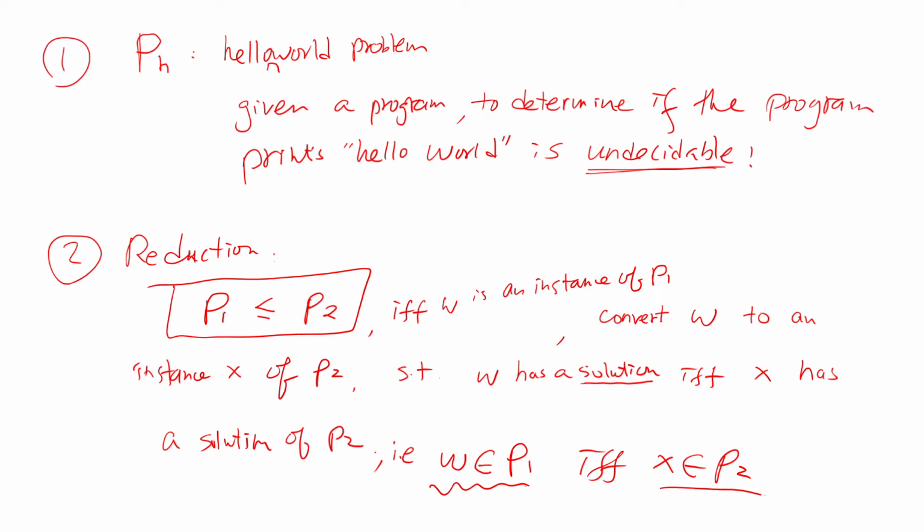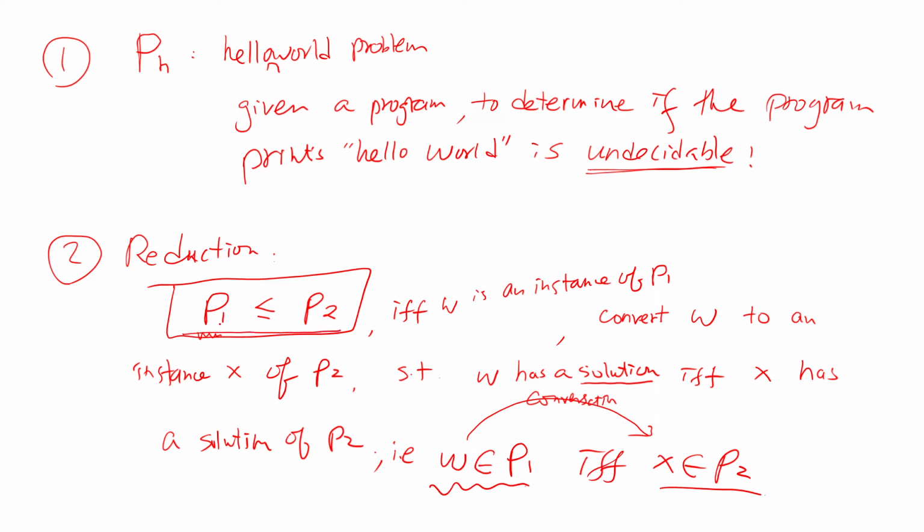Okay. If P1 is reducible to P2, that means given an instance W, W in P1 if and only if X is in P2, and X is coming from the W. So this conversion is computable. It's like a program. You do the conversion. Is that the case? Then P1 is reducible to P2. Then if P2 is decidable, then P1 is also decidable. Okay. And we're going to use this reduction.